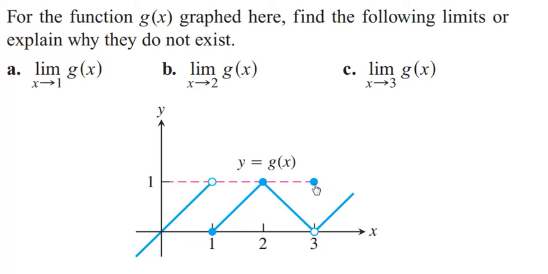And see this one, note that the value of g(x) at x equals 3 is equal to 1. But the limit equals 0 because from the right-hand side and from the left-hand side, both of them, g(x) approaches 0.